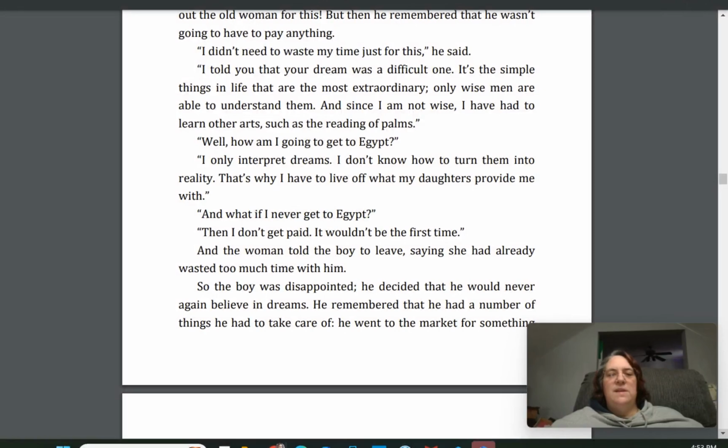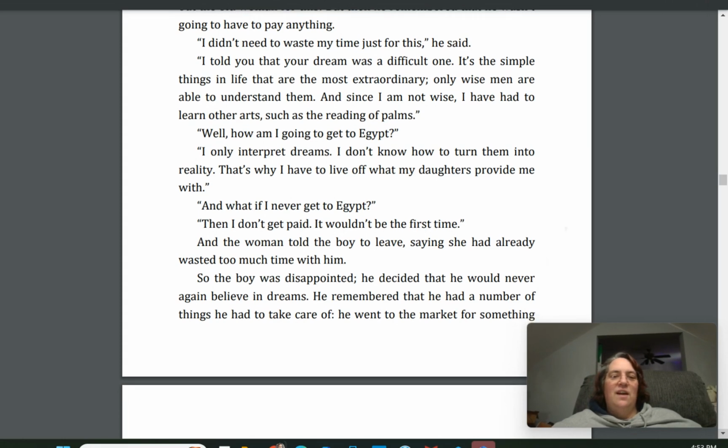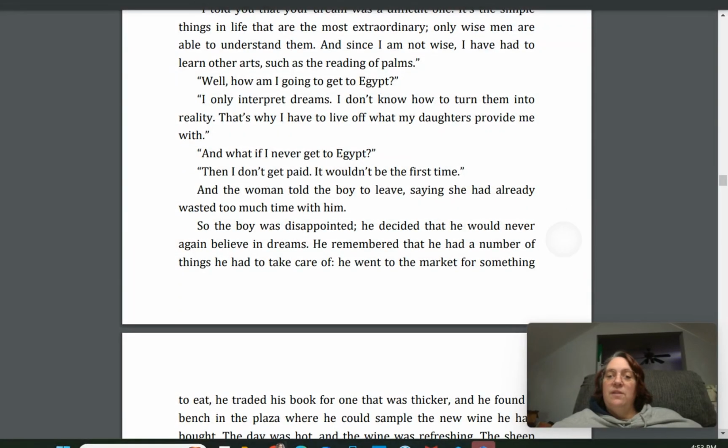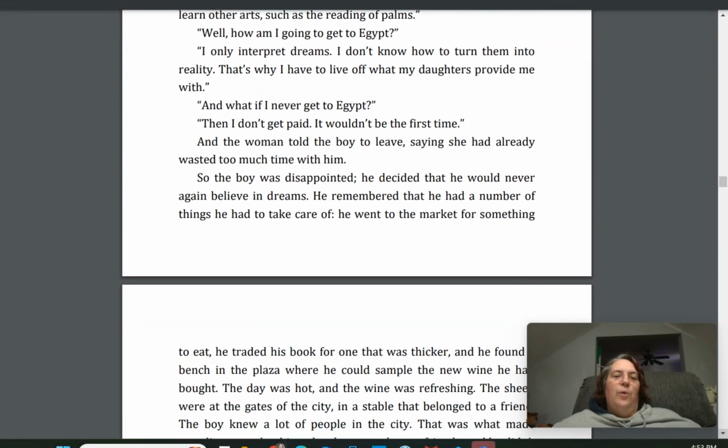I didn't need to waste my time just for this, he said. I told you that your dream was a difficult one. It's the simple things in life that are the most extraordinary. Only wise men are able to understand them. And since I am not a wise man, I had to learn other arts, such as reading of palms. Well, how am I going to get to Egypt?